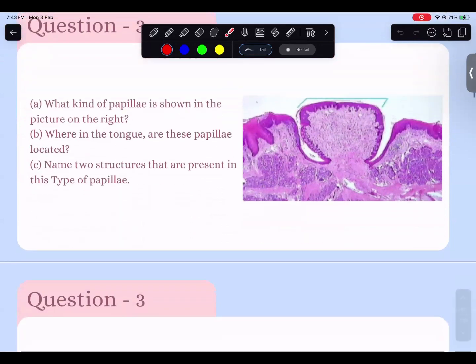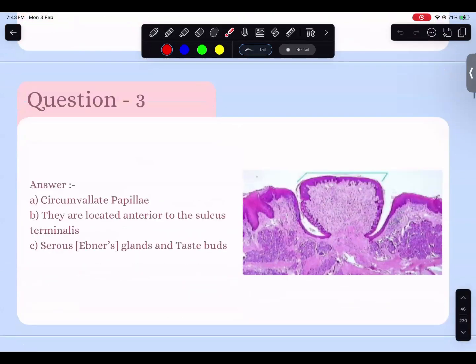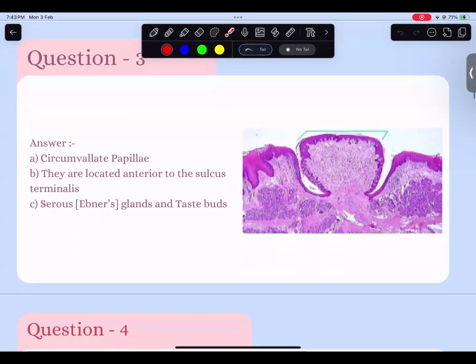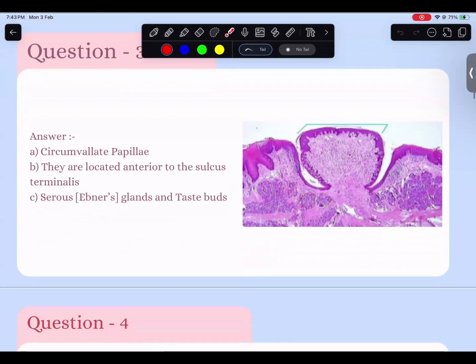Nice. Okay. Someone said Ebner's gland. That's a really good answer. So these are circumvallate papillae. I saw someone say fungiform. These are not fungiform. Remember, fungiform looks kind of like that. These are circumvallate, okay? And then they're located anterior to the sulcus terminalis. And they also have Ebner's glands as well as taste buds. So these are your Ebner's glands, right here. And they have taste buds as well.